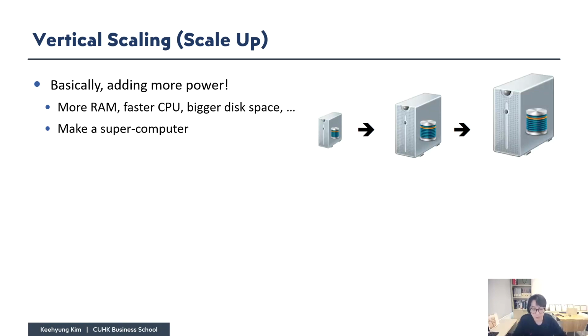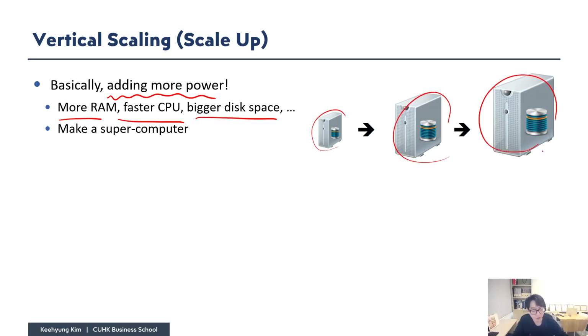And the traditional way, and one of the ways, of scaling is vertical scaling. Basically, it's about scaling up. So we add more power to the PC. If the processing power is not enough, we add more RAM. We use a faster CPU, and if the storage is not enough, we use a bigger disk space. So we keep making the server bigger and bigger, and eventually we are trying to make a supercomputer like this. So that's vertical scaling.